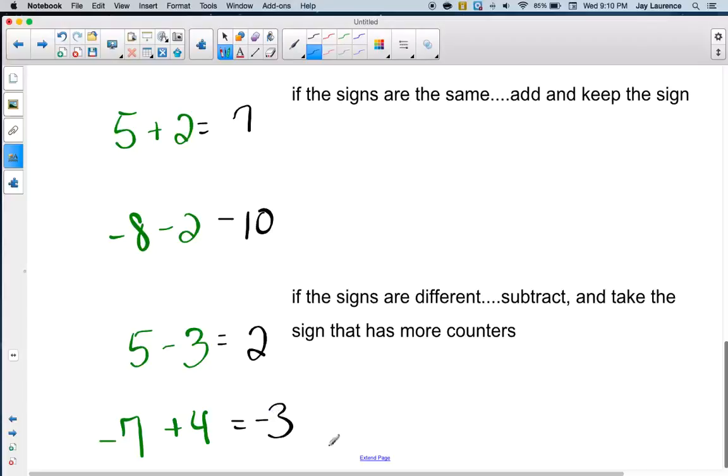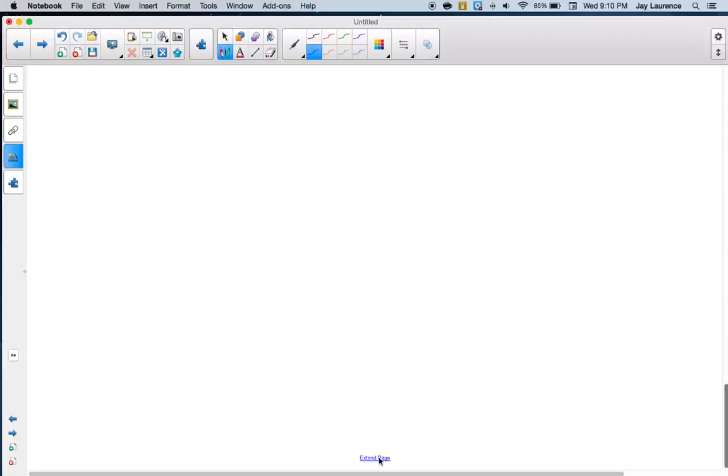All right, let's try it. Hopefully you have that written down in your notes. After you see these 6 problems, we're going to call this 17A, problem A.